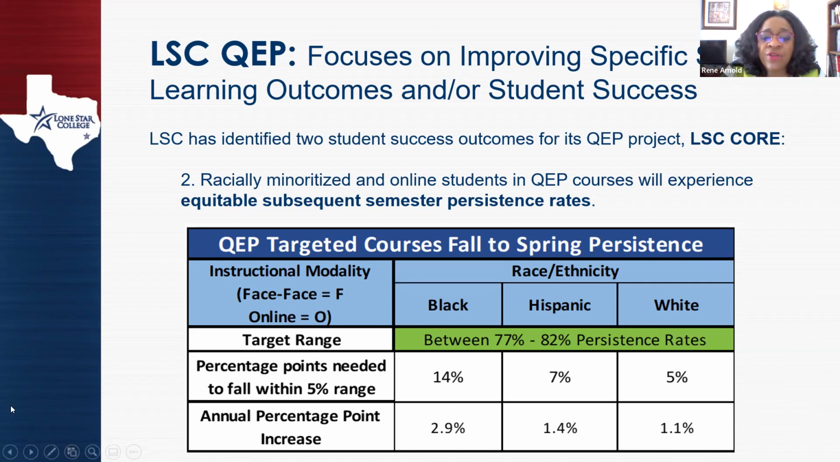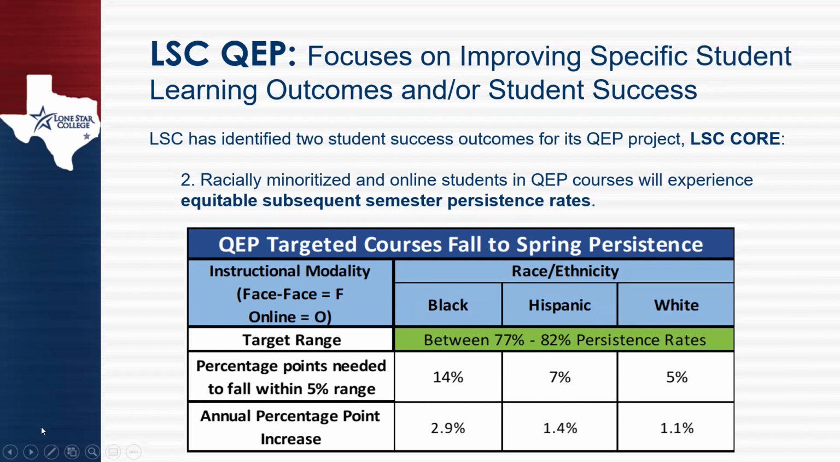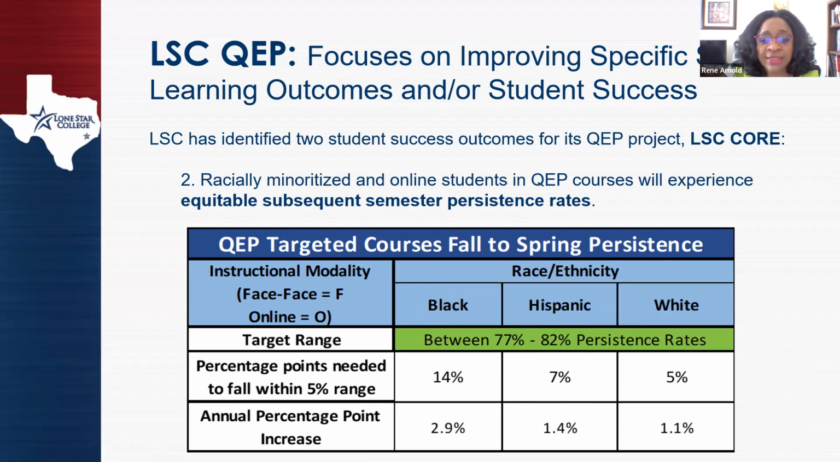A main reason for us to use a target range is that we are seeking, and not just hoping that one group catches up with another, that everyone is able to perform within the target range. 77% to 82% is our persistence rate goal. So again, we know with COVID, all of our students were impacted, but our data showed us that we needed to focus on these two goals.